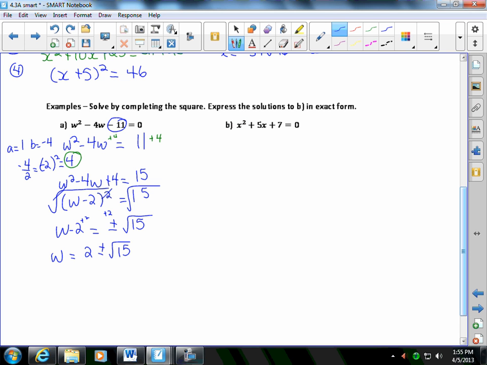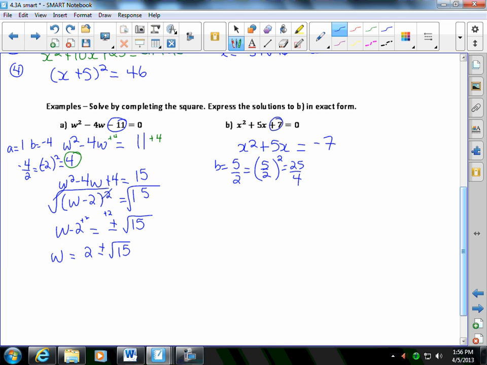B says x squared plus 5x plus 7 equals 0. So same first step, I have to move that 7 over. So I have x squared plus 5x is equal to negative 7. Okay, so my a is 1, my b is equal to 5. So I have 5 divided by 2 is equal to 5 halves. Remember, we're doing this as exact, so we don't want a decimal. And then I square it to get 25 over 4.